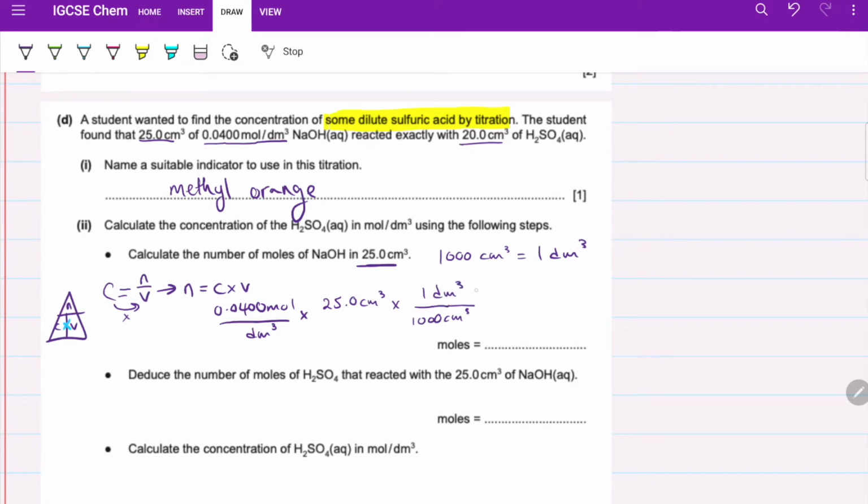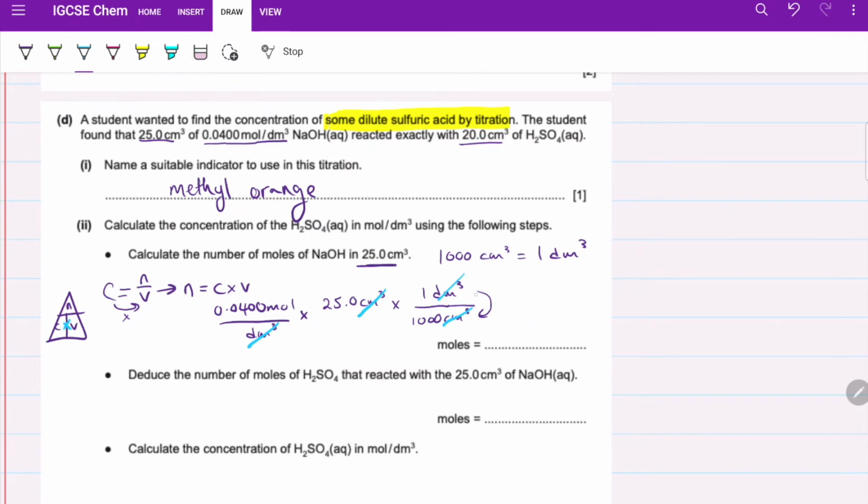What this basically means is that 1 decimeter cubed gives you 1,000 centimeters cubed. The reason why I place centimeter cubed at the bottom is because I want to cancel these out and get rid of them, right? I also want to get rid of decimeter cubed, because when it's on the top, you can get rid of it. It's kind of like 2 over 2 is equal to 1. It just cancels out. 40 over 40, it still equals 1. So it's the same with the units.